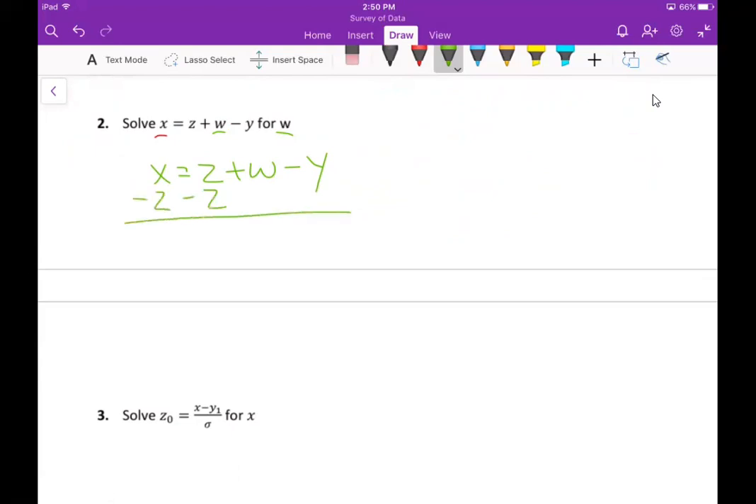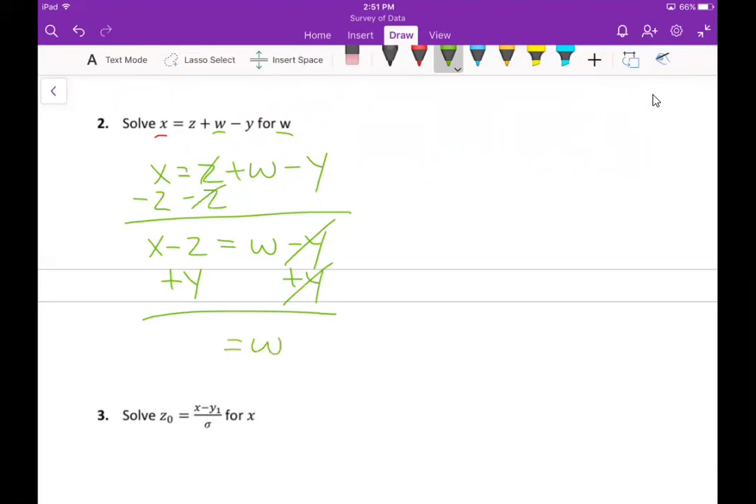Okay, if you wanted to move the Y first here, that would be totally fine. I chose to move the Z first. X and Z cannot be combined. This left-hand side is now X minus Z equals W minus Y is left on the right-hand side. W is still connected to Y with subtraction, so I will add Y to both sides. That cancels the Y from the W side, and we finally have W alone.